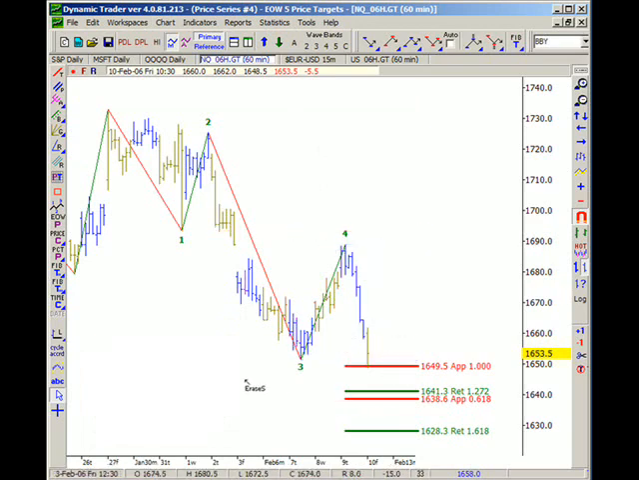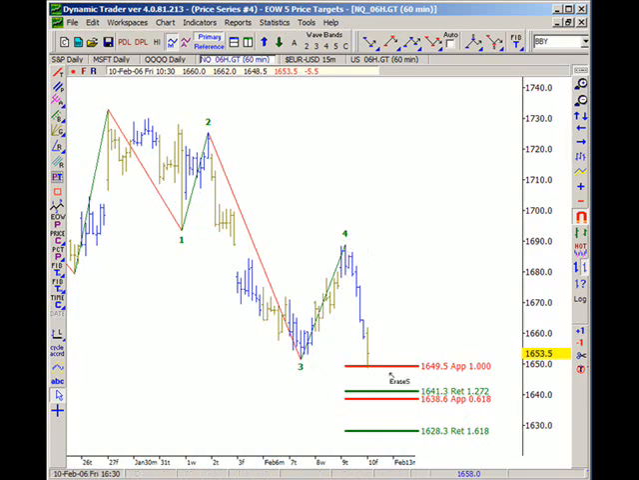And what price zone includes one projection from each of the 3 sets? Well, it's this price zone right in here. That's the 100% alternate price projection of 1. It's the 127% external retracement of 4. And it's the 62% alternate price projection of the range of waves 1 through 3 projected from 4.